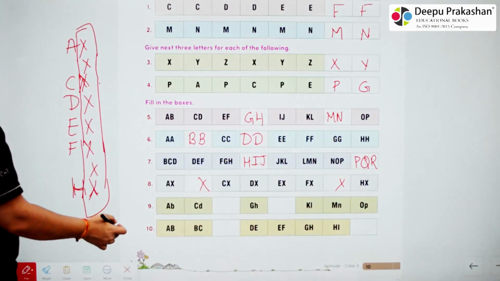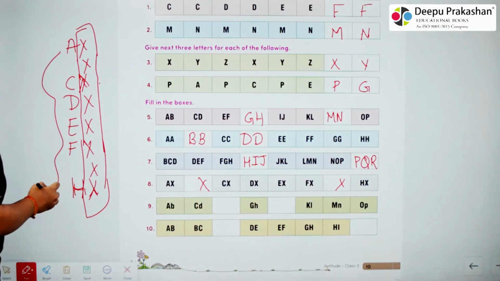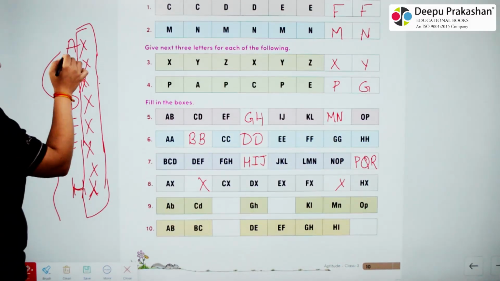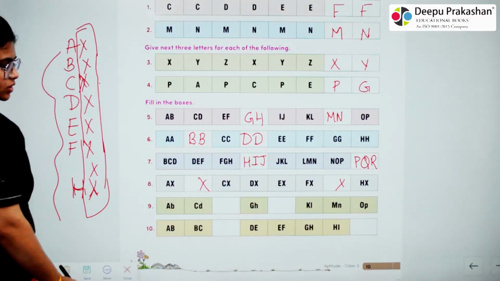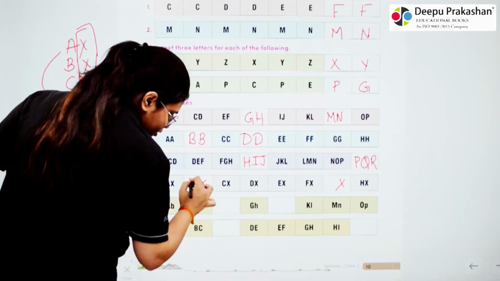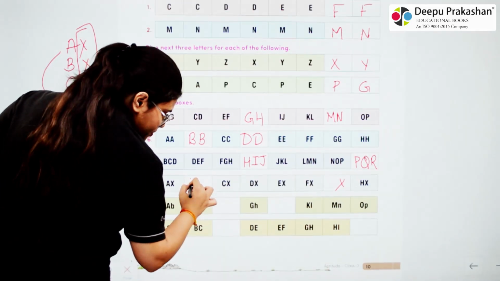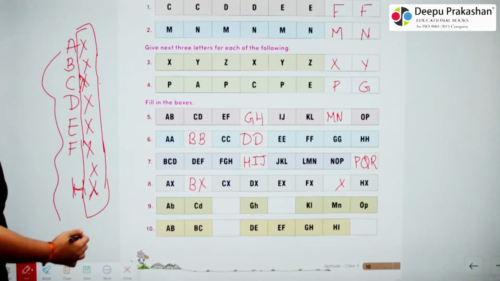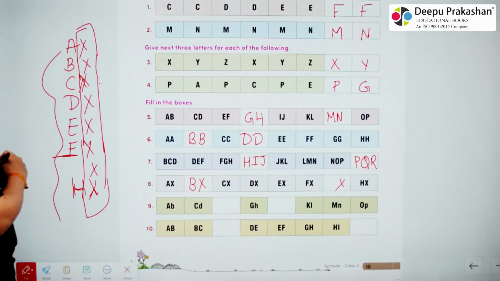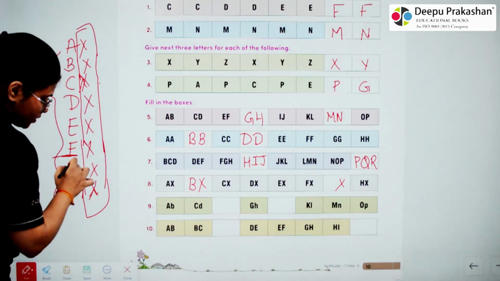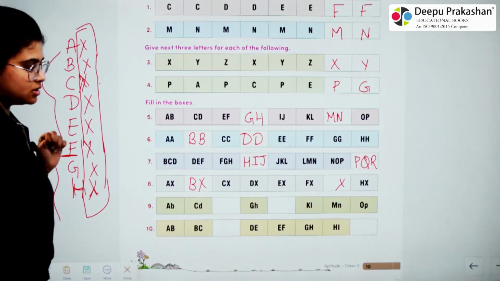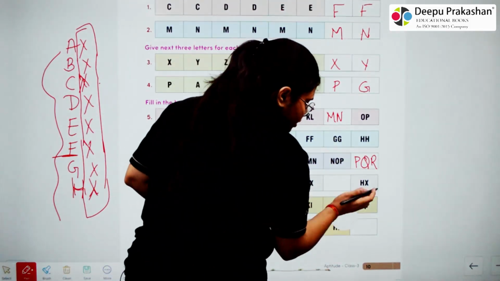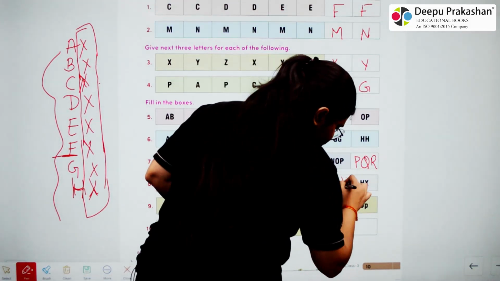And for the first letter, we can easily see we are having a continuous series. So that means after A, B will come. So the first pair will be BX. And moving to the second one, the previous alphabet given to us is F. So after F, G comes. So the second pair here that is missing is GX.